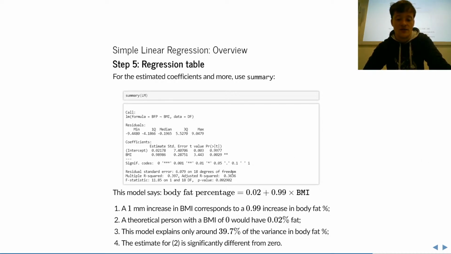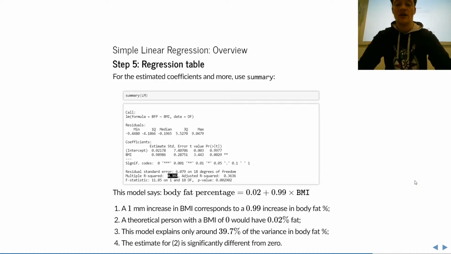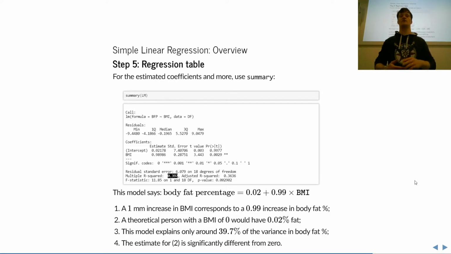It says residual standard error. Okay, this one we don't need until multiple linear regression, but this one is interesting. Multiple R squared, that is the variance explained by this model. So apparently, if you know someone's BMI, given that the results of this experiment are correct, then you can explain 39.7% of the variance in their body fat percentage. So it tells you something about how strong this relationship is.